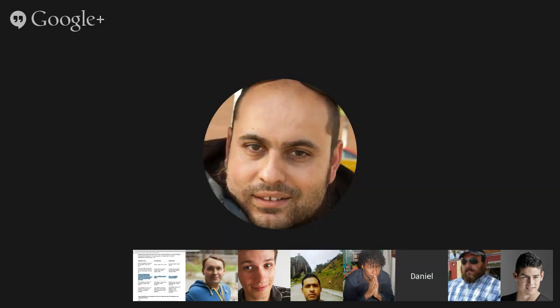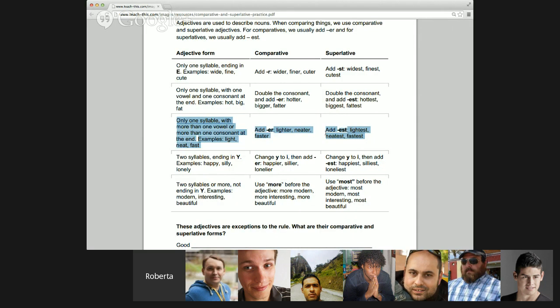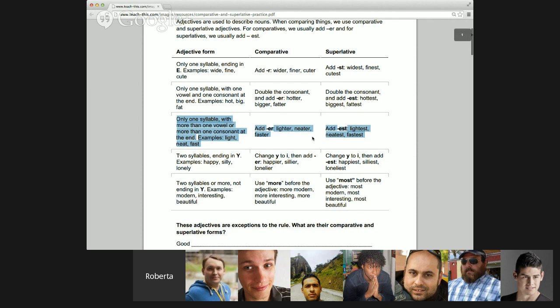Only one syllable with more than one vowel or more than one consonant at the end. Examples: light, neat, fast. Add -er: lighter, neater, faster. Add -est: lightest, neatest, fastest. Okay, so this is the same. If we are comparing two things, you can say something like lighter, neater, and faster. If you're comparing three things, you can say things like lightest, neatest, and fastest, to add -est.